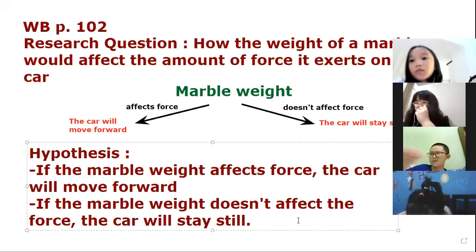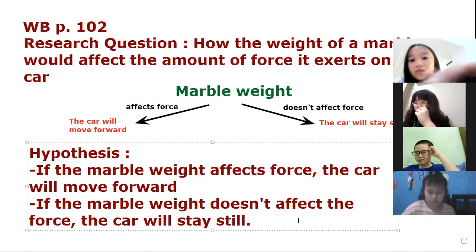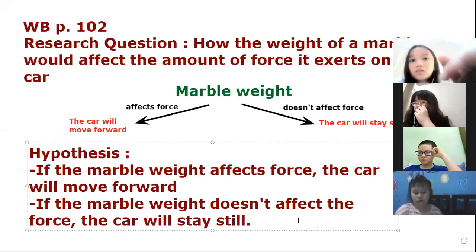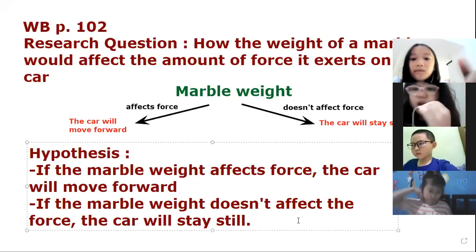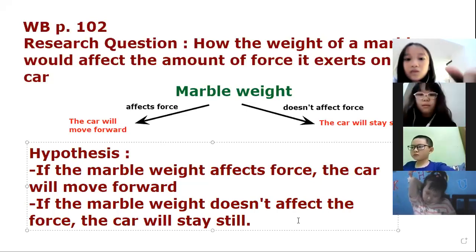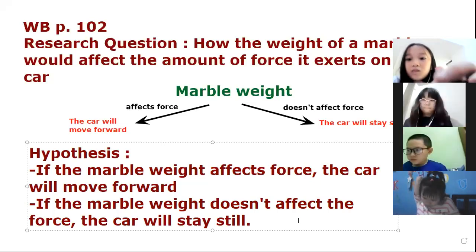The toy car is gonna move. Next time, use the bigger and heavier marble. What do you think happened to the toy car when it was hit by a bigger marble? The toy car is gonna move further. Is it okay? As long as you have enough space, yeah?